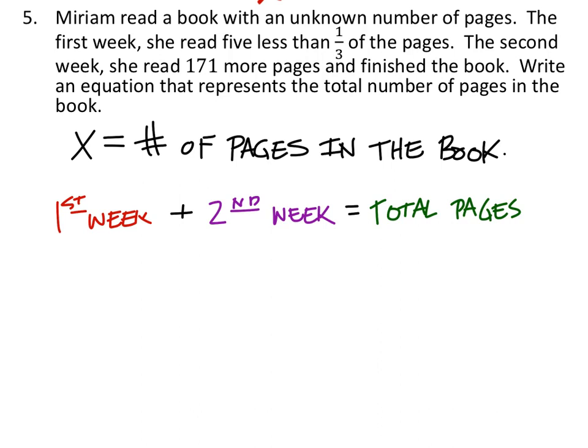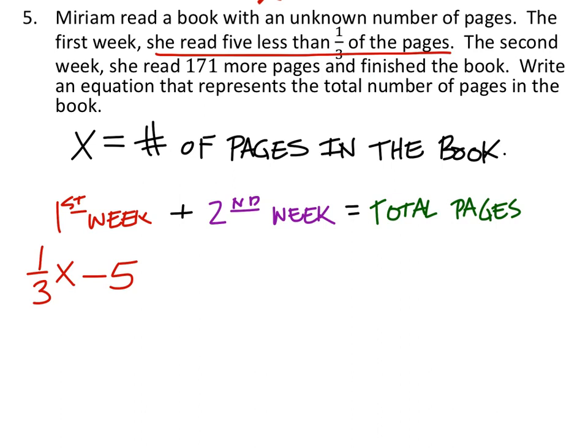So in the first week, what does it say? It says she read 5 less than 1/3 of the pages. So for week 1, it's 5 less, so we're going to subtract 5 from something, and that something is 1/3 of the pages. So we have to take 1/3 and multiply it by the number of pages in the book, and then we would take 5 pages off of that. So she almost reached 1/3 of the way through the book in week 1.